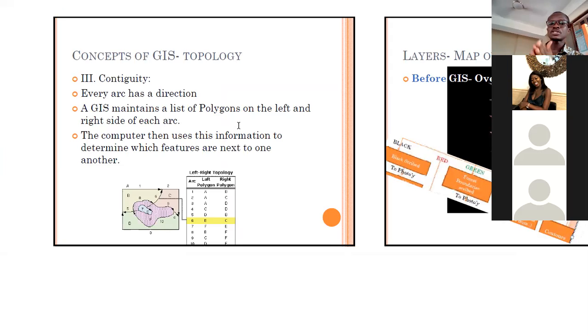So a GIS maintains a list of polygons on the left and the right side of the arc. And then by knowing which one is on the left and which one is on the right, it's able to tell that you are moving in one direction or the other. Because it's not easy for you to tell a computer that this is the direction for this particular line. Let's look at one-way streets.